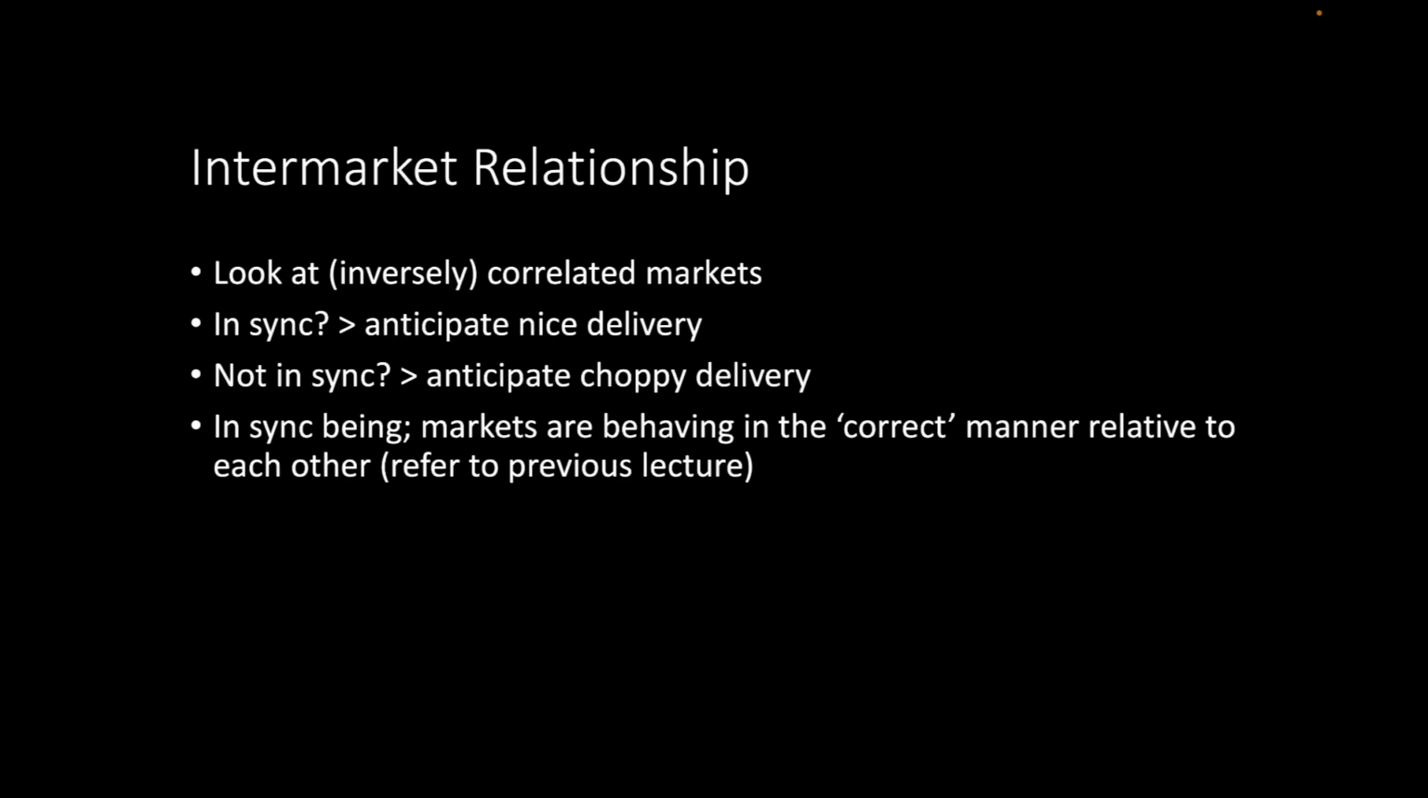However, when one of those markets creates a higher high and the other one creates a lower high at the same time, there's SMT on both sides of the marketplace. And whenever there's SMT on both sides of the marketplace, we can anticipate very choppy delivery because the intermarket relationship is not confirming one-sided order flow and therefore expansion. The only thing that it is confirming is very choppy delivery.